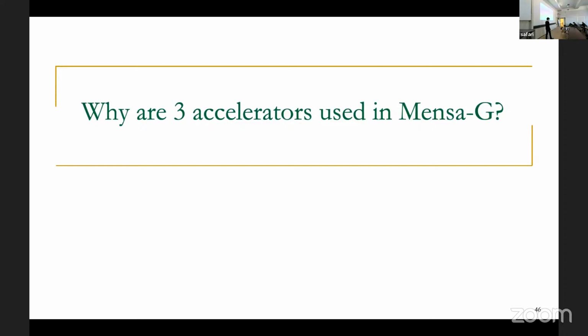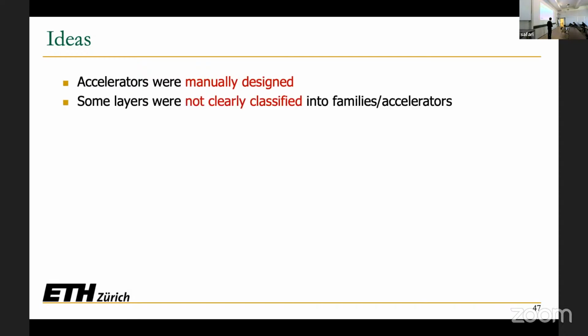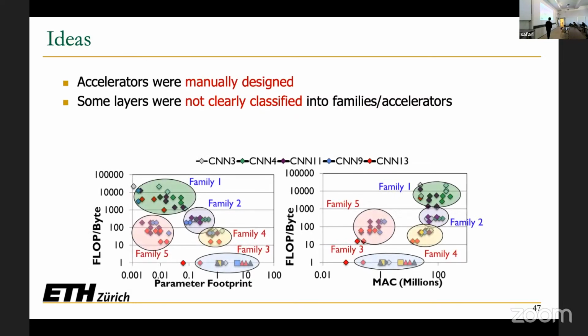Okay, back to here. So why do we use 3 accelerators in Mensa G? Well, the accelerators were manually designed. So it's not like they were automatically designed. In this case, researchers found that 3 accelerators would work well. However, some layers were not classified into the proper families, like this one here, because it was manually designed.